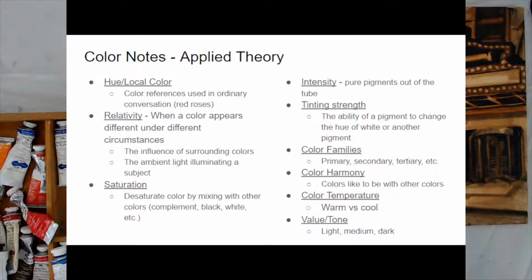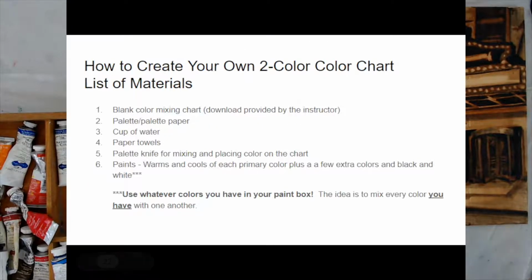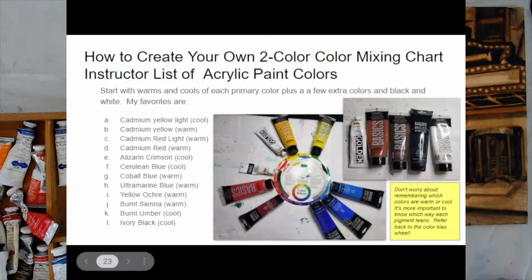Color families. We talked about those, primary, secondary, tertiary, and then we have the color schemes. Color temperature, warm versus cool. Reds, yellows, oranges are your warms. Blues, greens, violets are your cools. Value and tone, light, medium, dark. That's what we're talking about. Lights, grays, blacks, and colors that read. Then I have a section, which we won't go over, about how to create your own two-color chart.